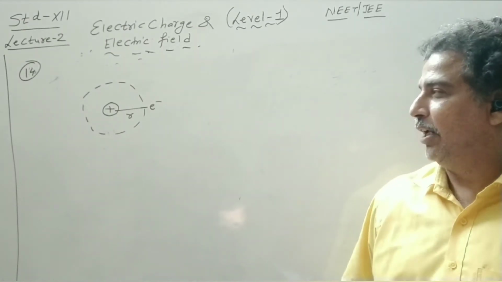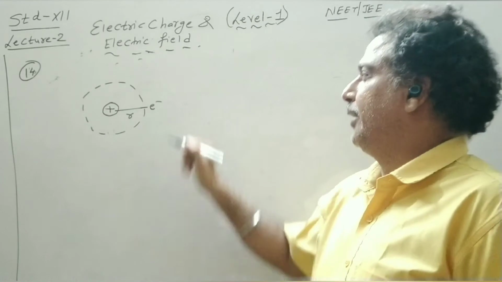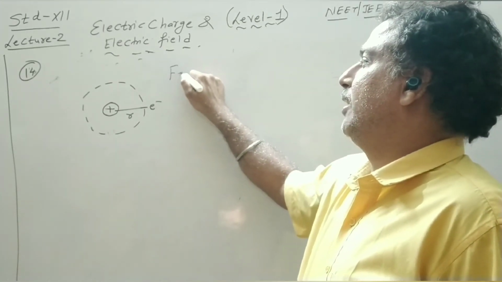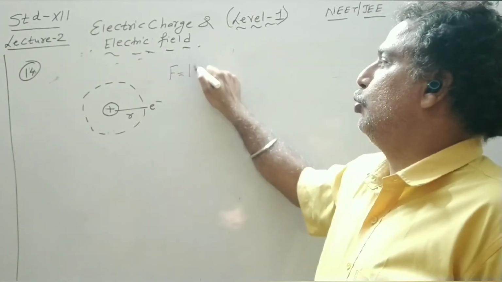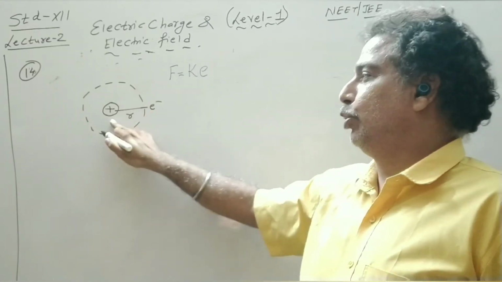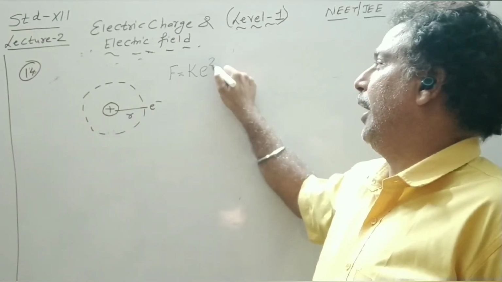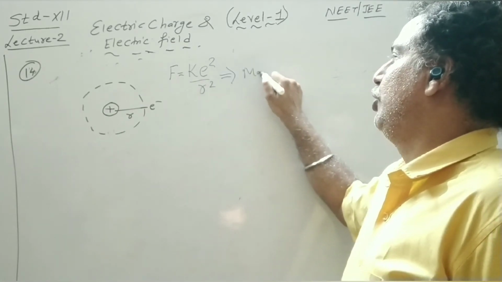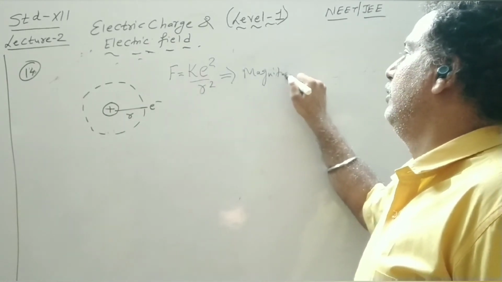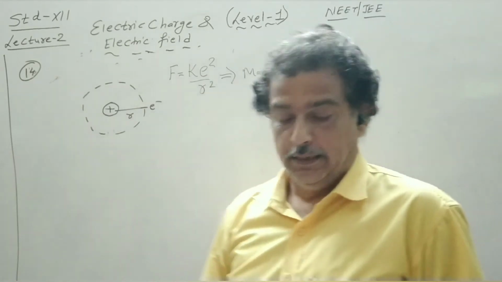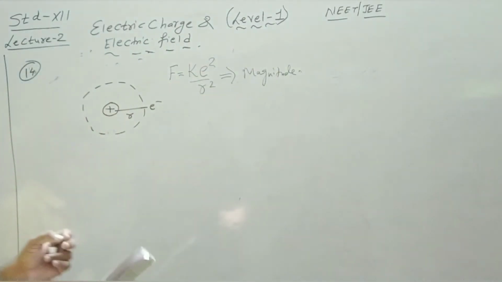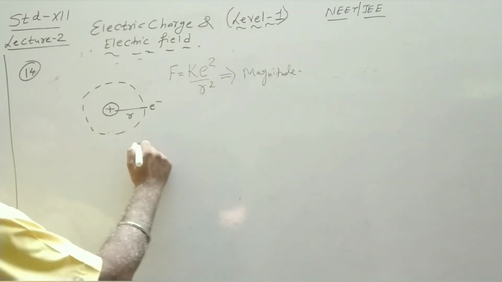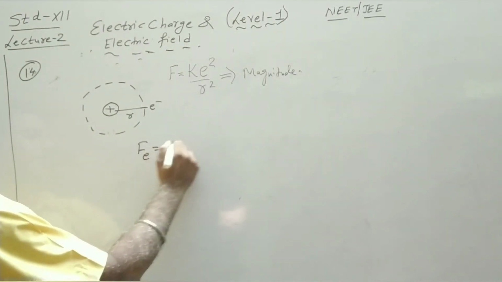If it is in scalar form, we know that we can directly write the magnitude F is equal to K, charge of proton, charge of electron, and distance between them. This is the magnitude of the Coulombian force. But here the options are in the vector form. So the electric force between them is K.